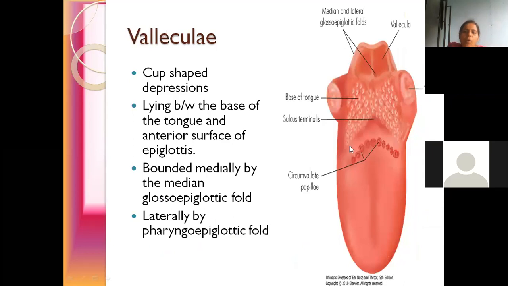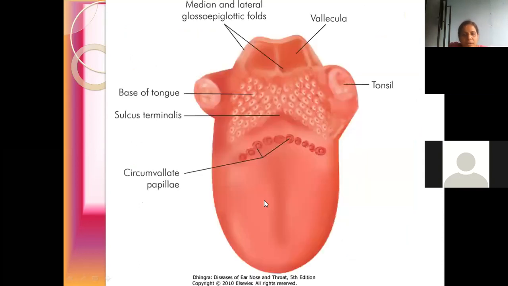Okay, now if you can recollect, see this is sulcus terminalis. We have circumvallate papillae here. Okay, this is lingual tonsil. So if you remember from the tongue, I told you this is epiglottis, median glossoepiglottic fold, lateral glossoepiglottic fold. Between these two, we have the folds which are called valleculae, cup-shaped depressions.